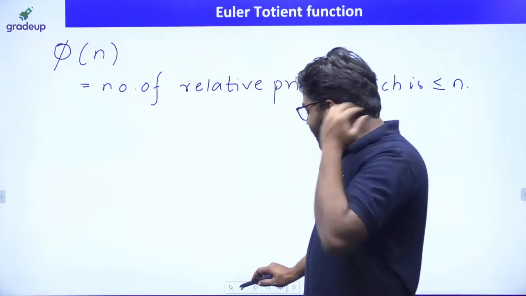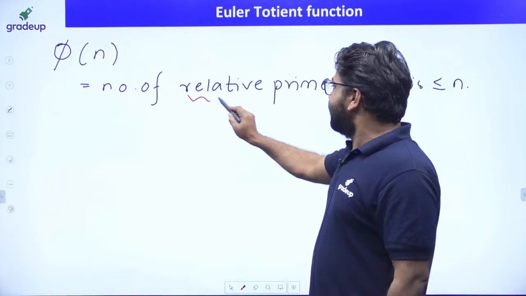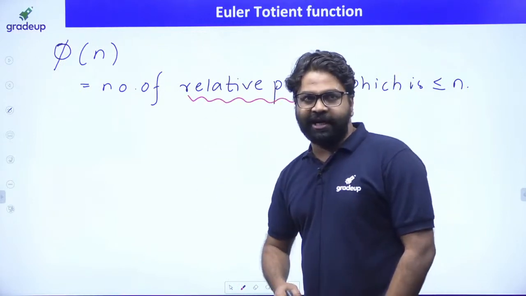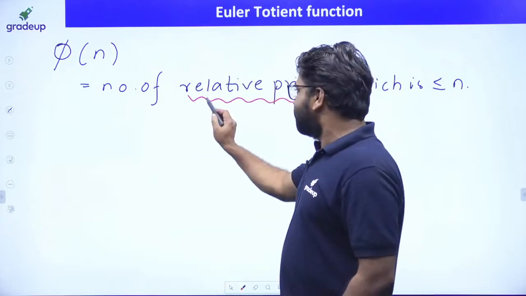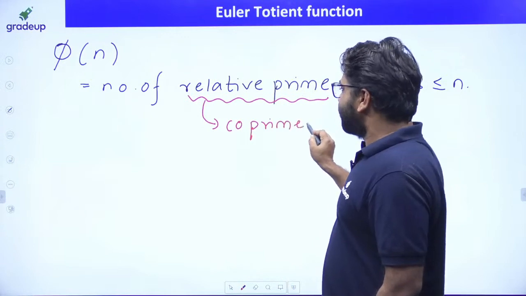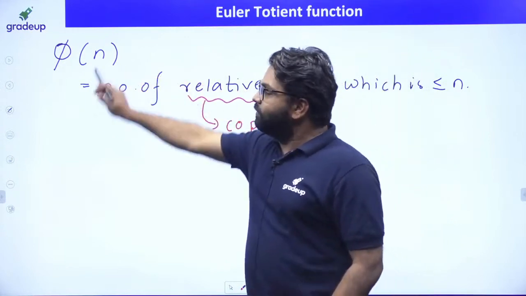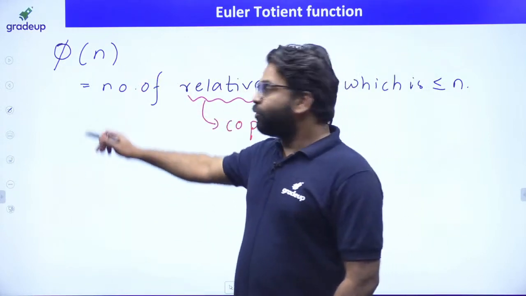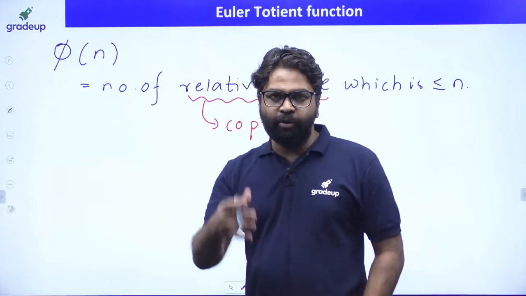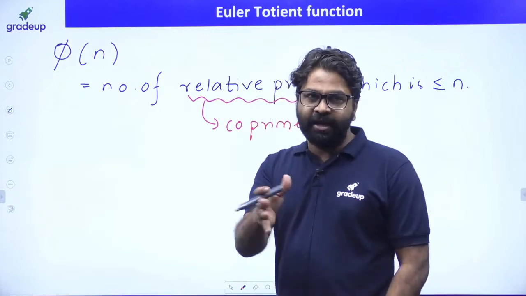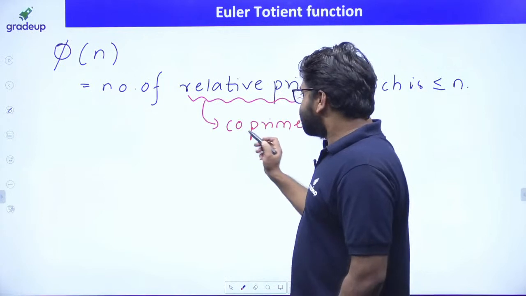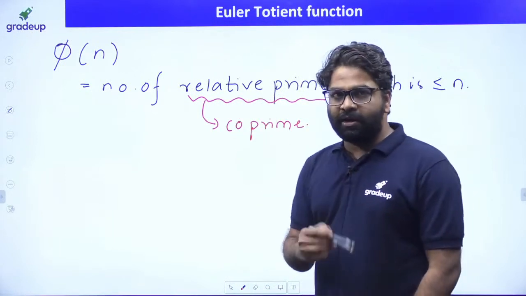So the first thing that we have to understand is what a relative prime is. You can call it a relative prime or a co-prime. So whenever you see the totient function of n, what it is trying to say is that you have to count how many relative primes there are which are less than or equal to n.